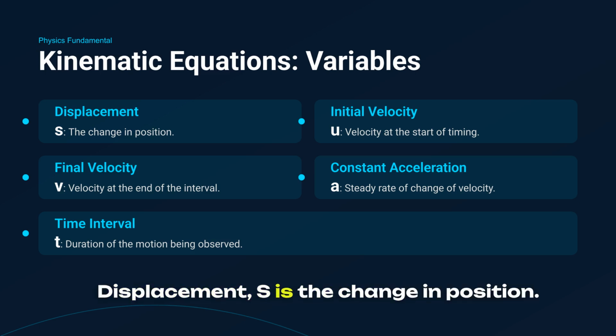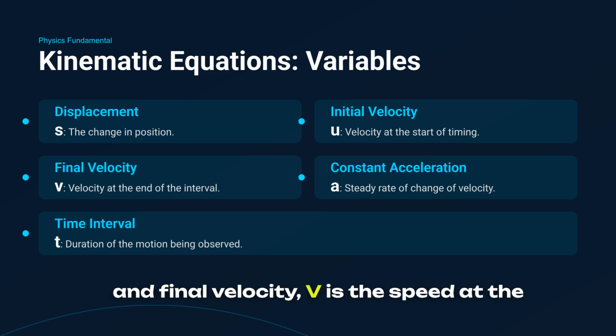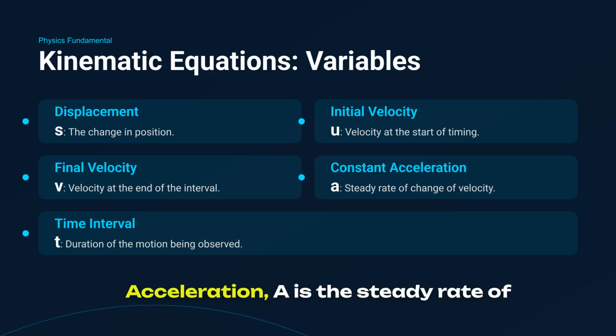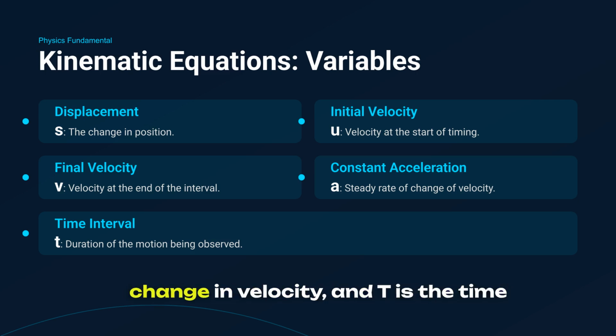Displacement, s, is the change in position. Initial velocity, u, is the speed at the start. And final velocity, v, is the speed at the end. Acceleration, a, is the steady rate of change in velocity, and t is the time interval.